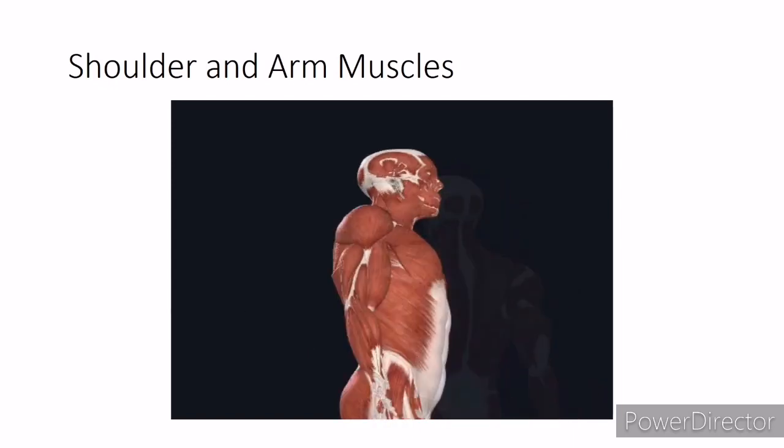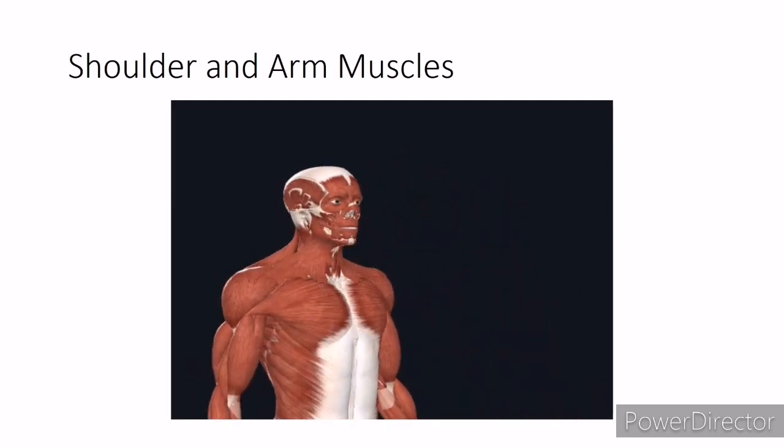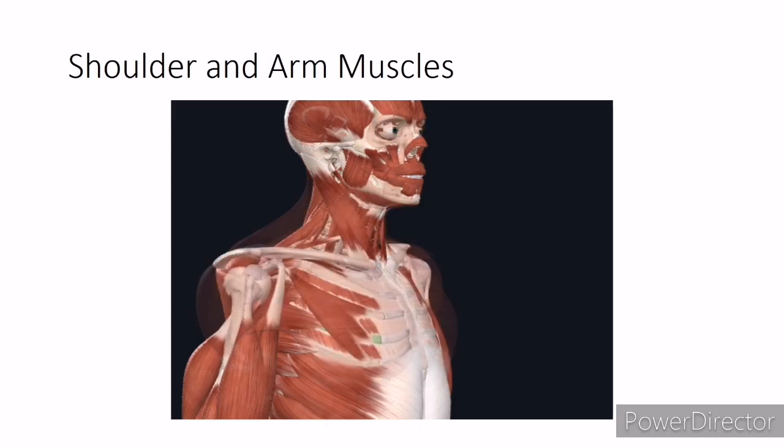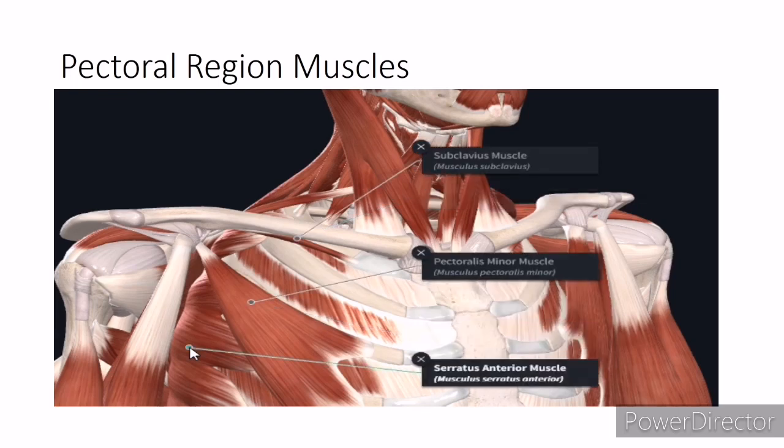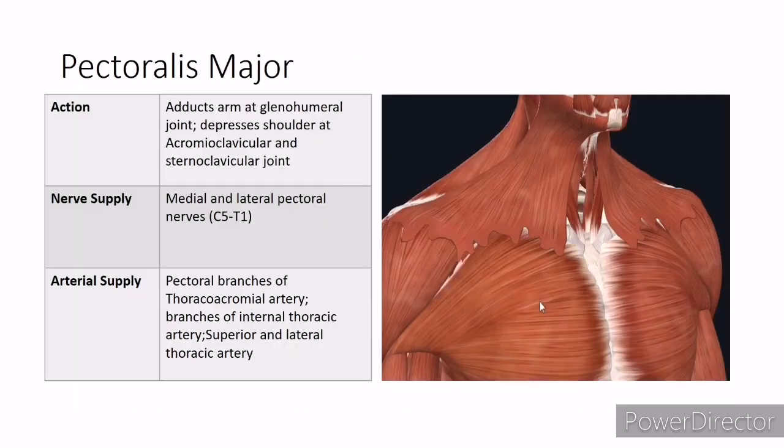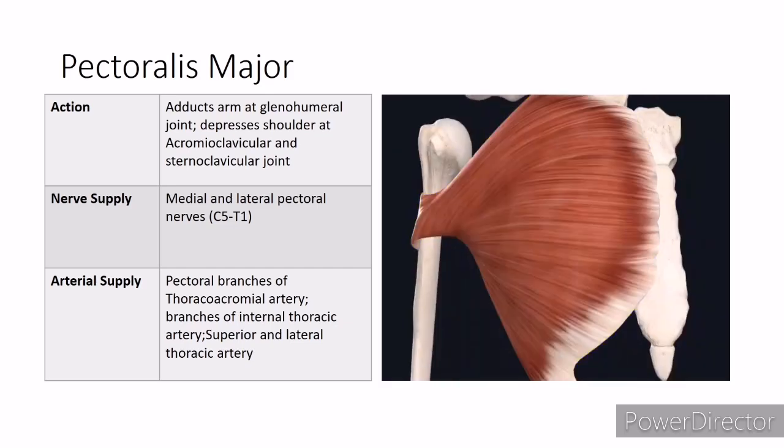Now we will move on with the shoulder and arm muscles. We have the pectoralis major and minor muscles, the subclavius muscle, the serratus anterior muscle. First, we will talk about the pectoralis major muscle. It is involved in the adduction of the arm, and it is innervated by the medial and lateral pectoral nerves. It is also supplied by the thoracoacromial artery.